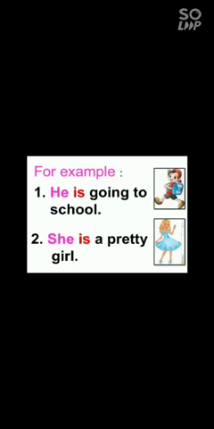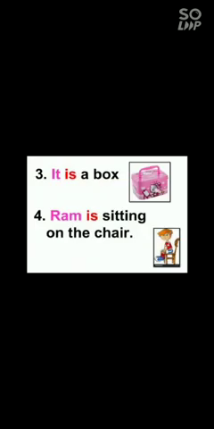She is a pretty girl. We use she for girls and she is used with is. Isn't she pretty, children? It is a box. It is used for things and with it we use is. Okay, children? Now, let's see the next example.